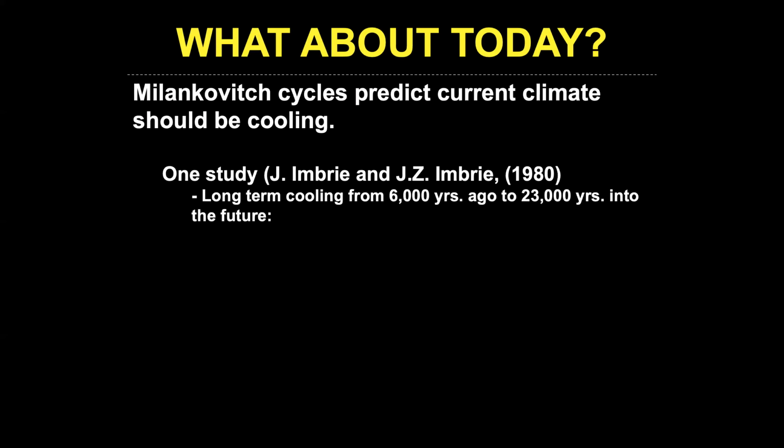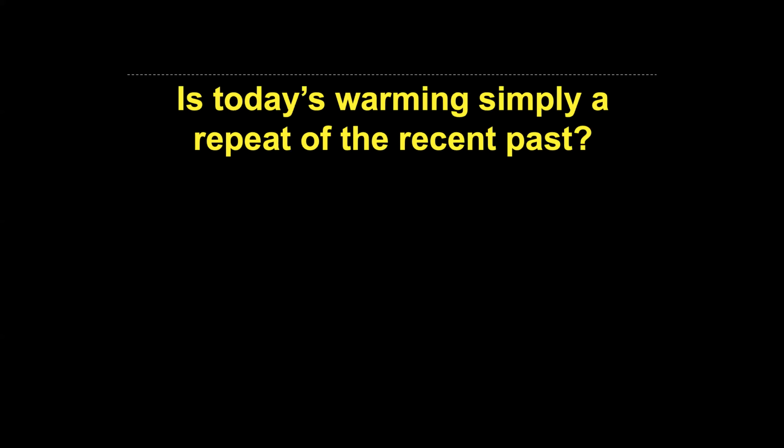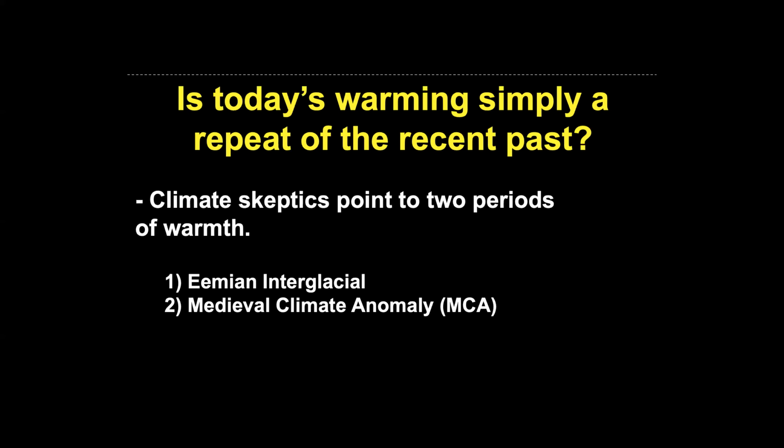So here's the idea. What about today? Milankovitch cycles predict that we should be cooling. Okay, but that's of course not what is happening. So is today's warming simply a repeat of the recent past? That's a decent enough question. Climate skeptics will point to two periods of warmth, what's called the Eemian, E-E-M-I-A-N, and the medieval climate anomaly.